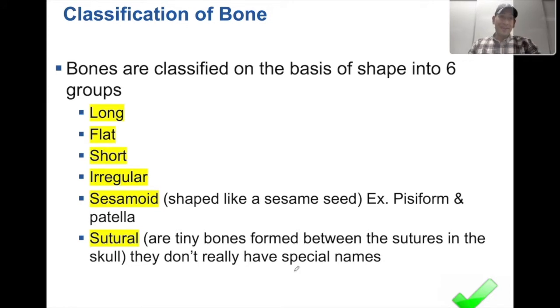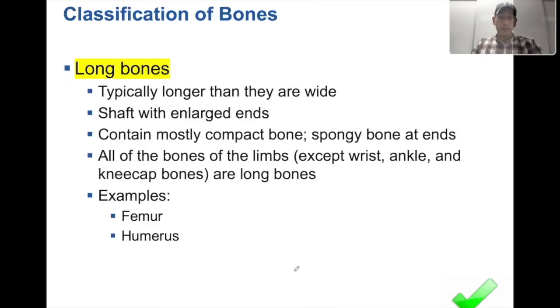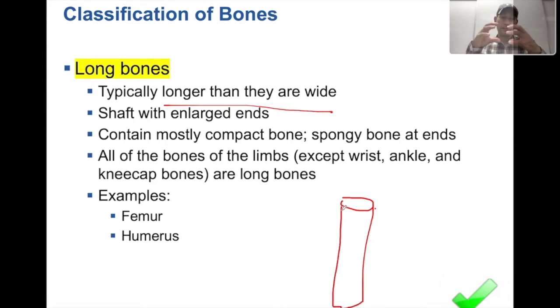So the next section is organizing all 206 bones according to their shape. We've got long bones, flat bones, short bones, irregular bones, sesamoid, and sutural. So the question is, can you put all 206 into one of those six shapes? Well, long bones are typically longer than they are wide. They're very much cylindrical, like a pipe. So in other words, they can take axial compression very well.